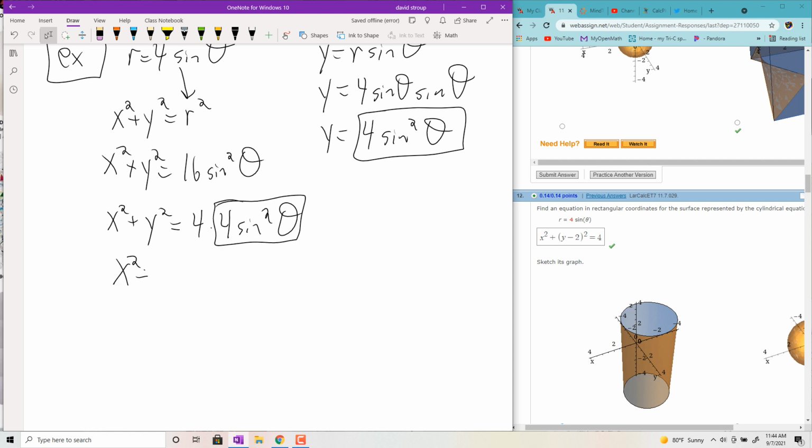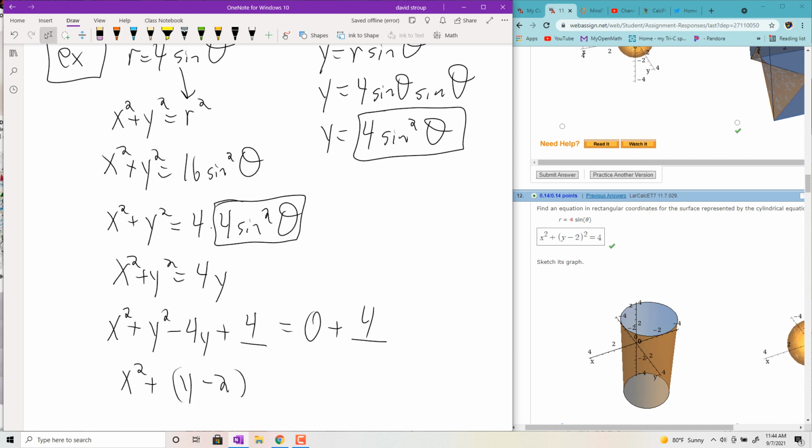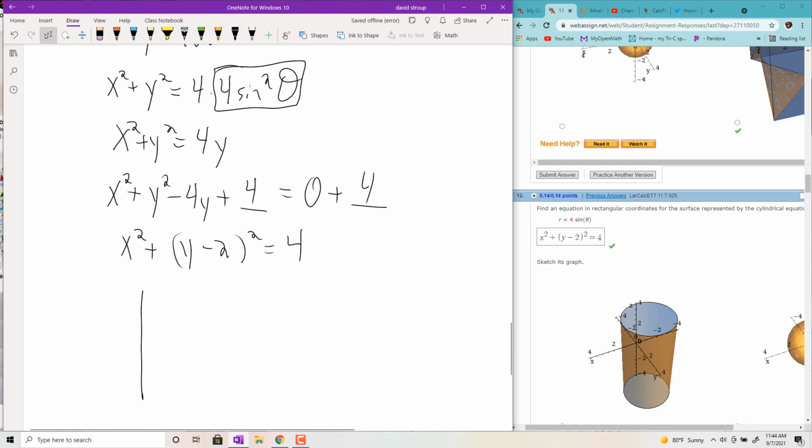So you end up with x squared plus y squared equals 4 times y. And then you could move the 4y over and complete the square. So plus blank equals 0 plus blank. Negative 4 over 2 is negative 2. Negative 2 squared is 4. Add that to both sides. So you get x squared plus (y minus 2) squared equals 4. And lo and behold, you have a circle centered at (0, 2) with radius 2.